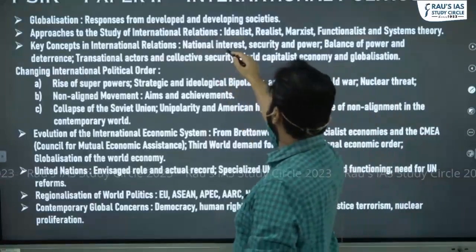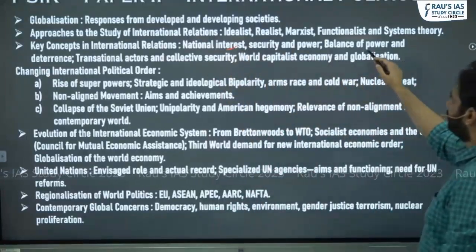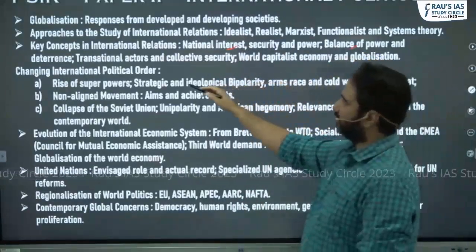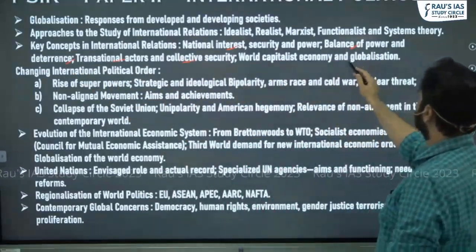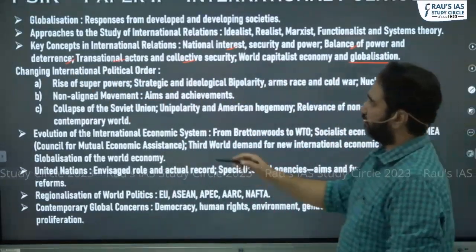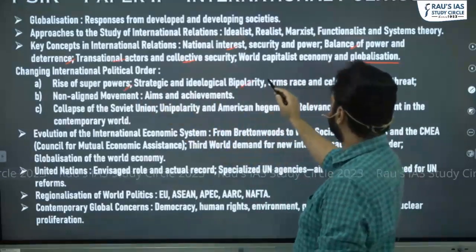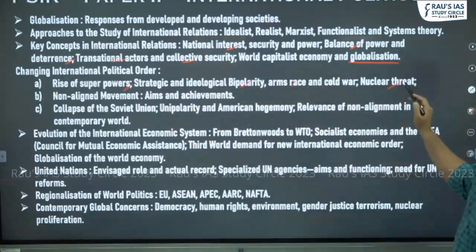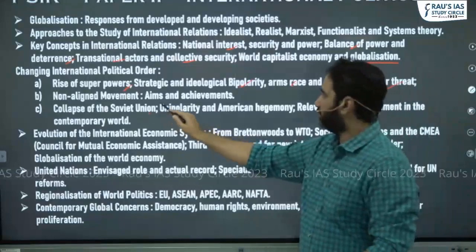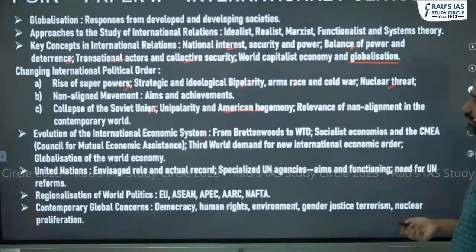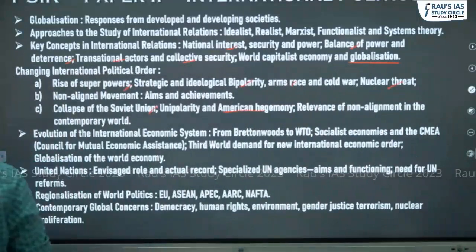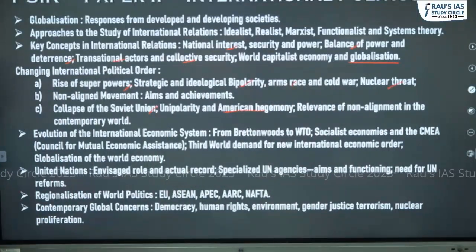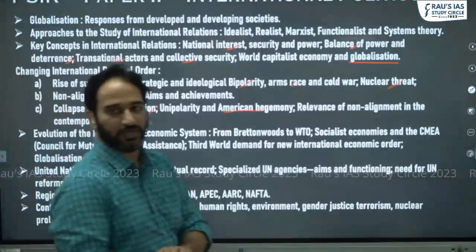Key concepts. So we've done national interest, security, power, balance of power, deterrence, transnational actors, collective security, and this we've already done under globalization. Further, we've done superpowers, bipolarity, arms race, nuclear threat, collapse of the Soviet Union, American hegemony, and NAM would be the next topic, whose handout I've shared with you. So in that way, we've done with this particular topic, and we'll go to NAM in the next one. Any doubts on that?